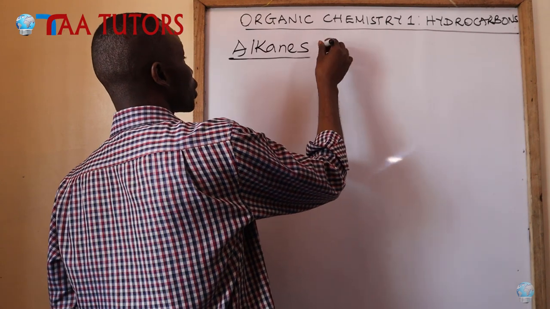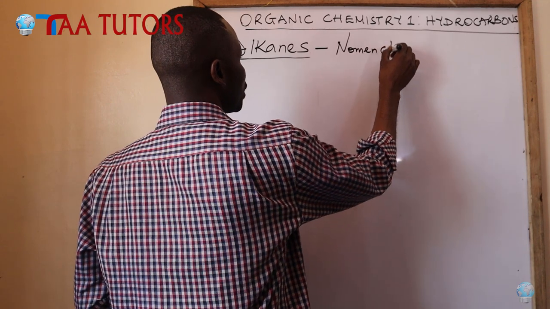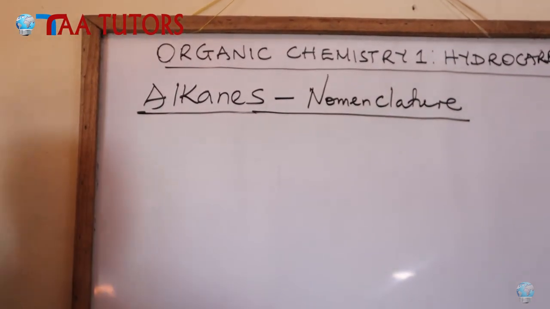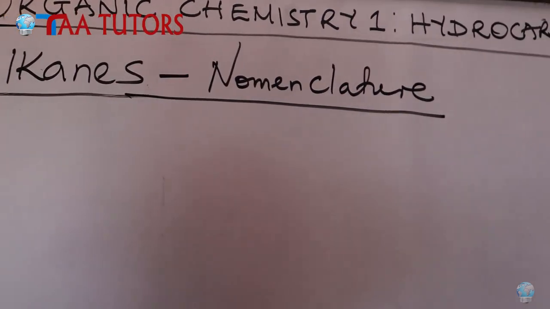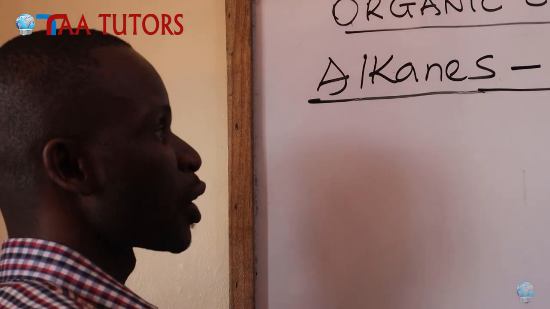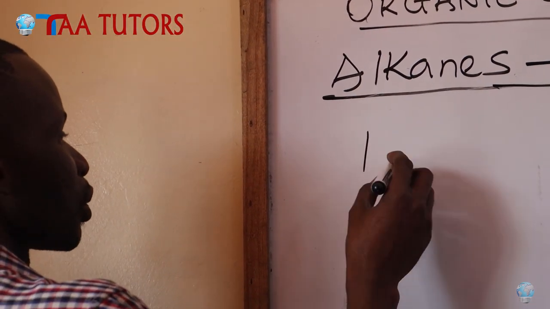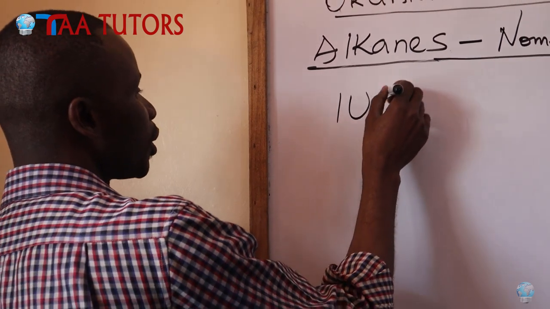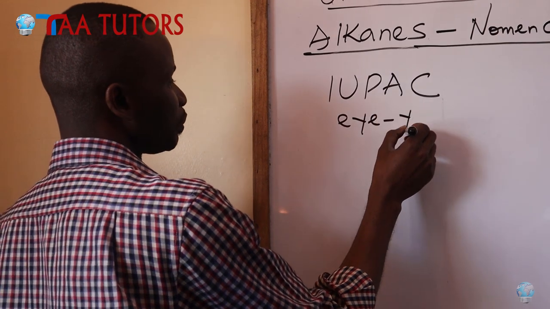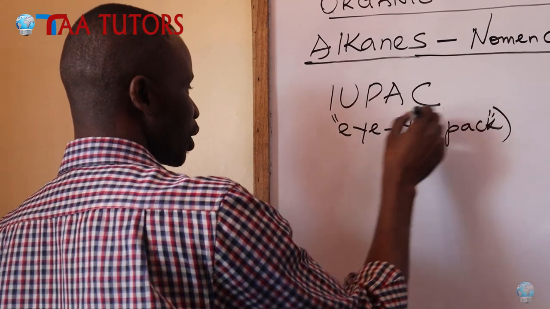We need to use rules because these organic compounds are very many, and it is very important that scientists are able to communicate. Communication meaning that they can really understand what compound has been found in which country, and so they can understand based on the rules that have been put forward. These rules have been put forward by an international organization called IUPAC. IUPAC, that's the pronunciation, don't say that's the abbreviation.